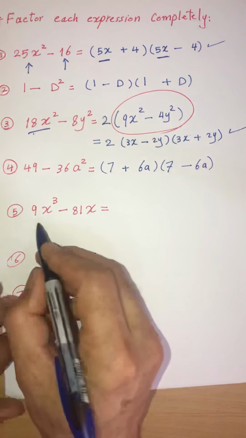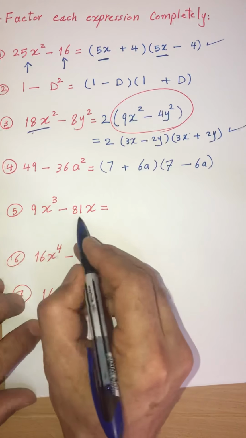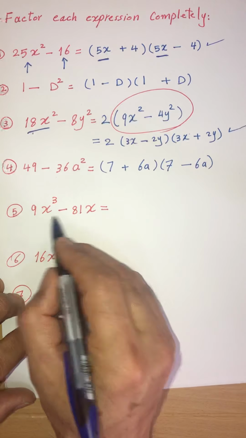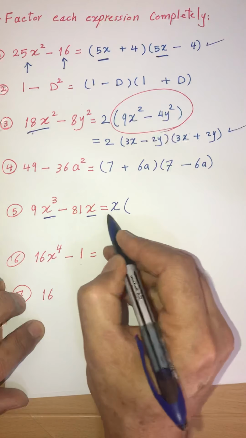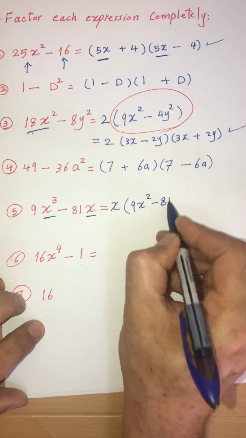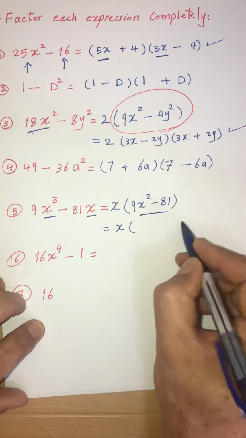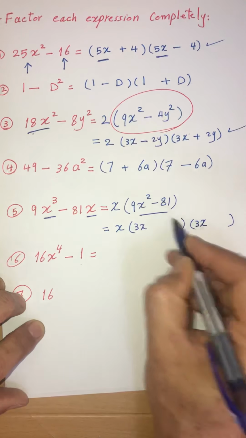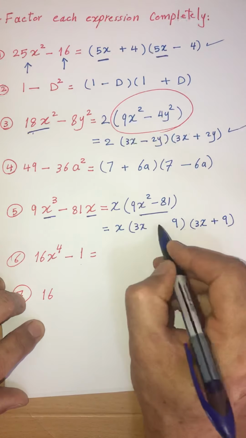Easy. 9x cubed minus 81x. 9 is a square, 81 is a square number, but x cubed is not a square amount. You have a common factor x, so take it outside. After taking x as a common factor, you have remaining inside 9x squared minus 81. After that, you can factor this expression as a difference of two squares. 9x squared is 3x times 3x. The 81 is 9 times 9, one plus and one minus.